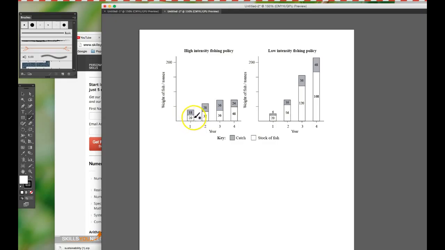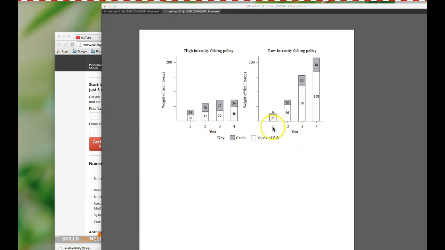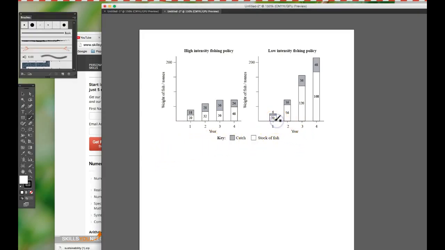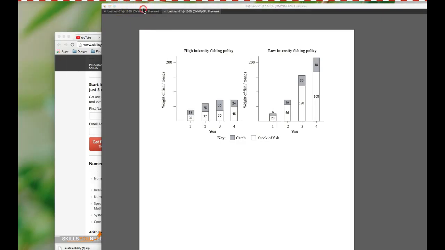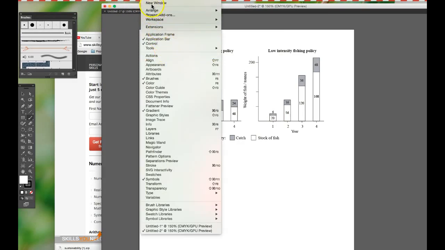So we have a population of 38 here, 20 of which we leave behind, 18 of which we take. And you can see over here, we start with the same numbers. So we've got 20 over here, but we only take 6 of them in year 1. So that's why it's the low intensity one. Let's take a look at what the question asks us about.